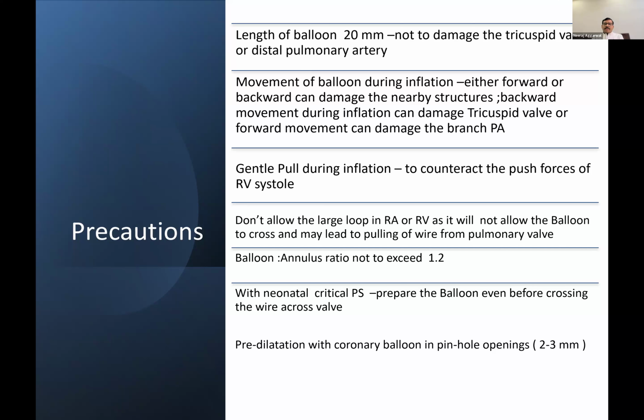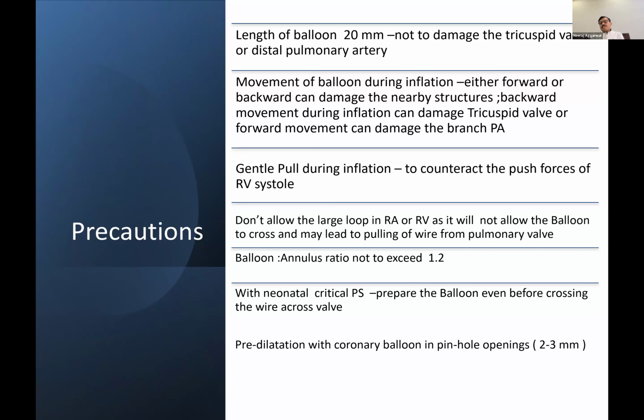What we do in our practice is prepare the balloon even before the wire crosses the valve, because you do not get much time. But this is a difficult step because the balloons are costly. Once you open the balloon, suppose you fail in crossing the pulmonary valve, the cost of the balloon has to be borne. That is the issue. But normally we open the balloon, because in all critical cases, time is crucial.